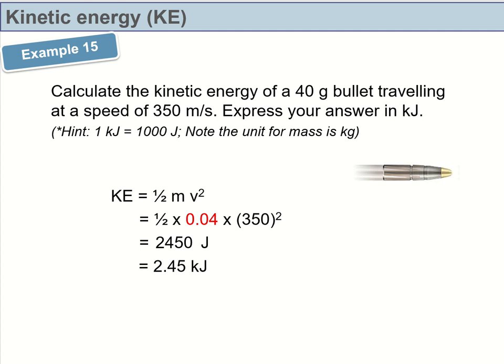Let's move on. This is a bullet, a 40-gram bullet traveling at a speed of 350. Again, you should by now be very sensitive to units. So when you see grams, you know that you cannot substitute 40 into the formula because you have to use the SI unit of kilograms. So there should be a conversion. This is the conversion that you need to do, and your answer will be 2,450 joules. But since the question wants you to give your answer in kilojoules, you divide by 1,000 to get 2.45 kilojoules.